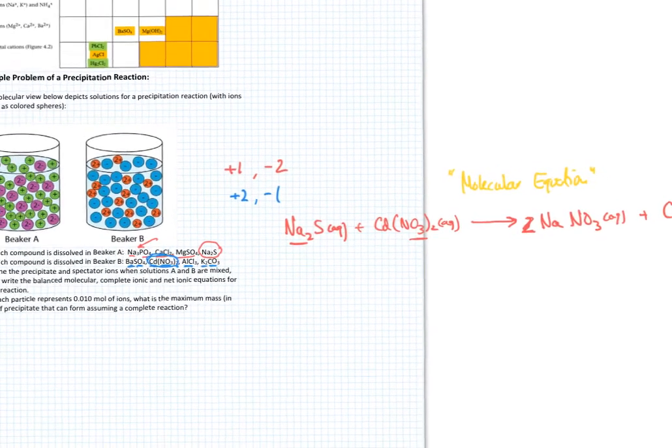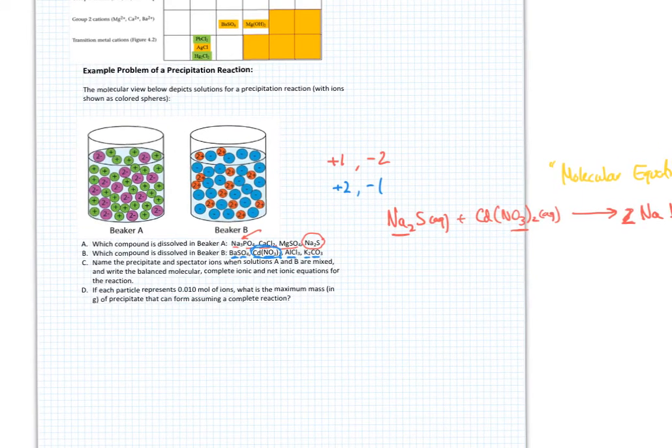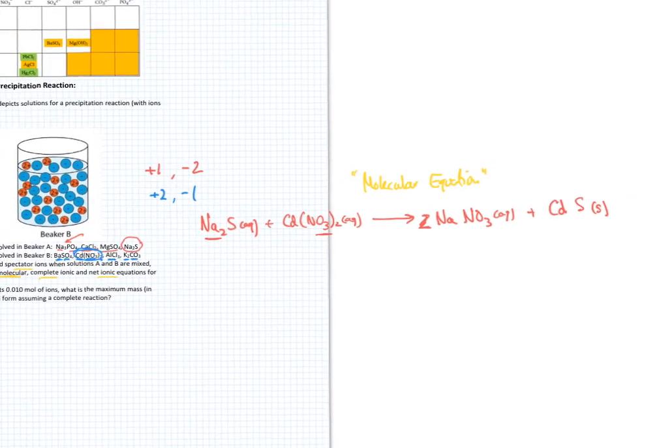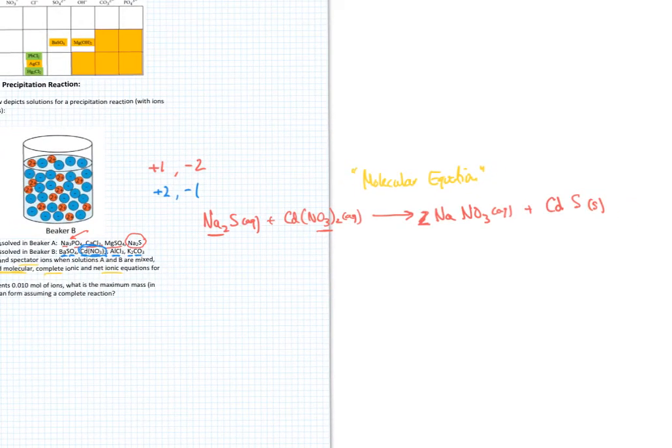Okay, so that is balanced molecular. We've completed that. And we've also identified the precipitate, which is cadmium sulfide. So now let's take a look at complete ionic, net ionic, and the spectator ions. If you recall how to do this, we need to break this up into all its constituent ions to write that complete ionic equation.